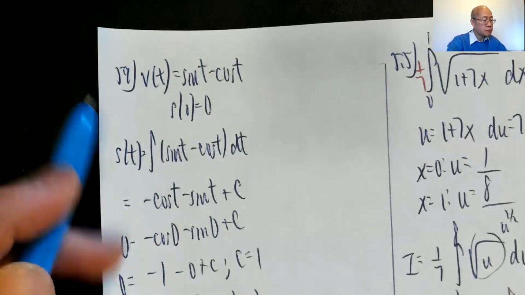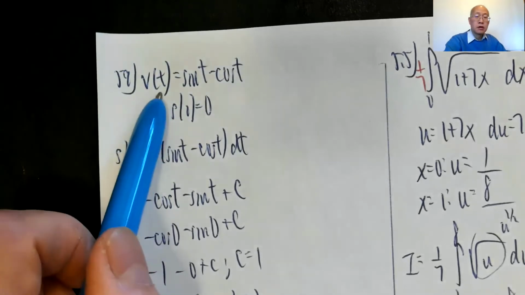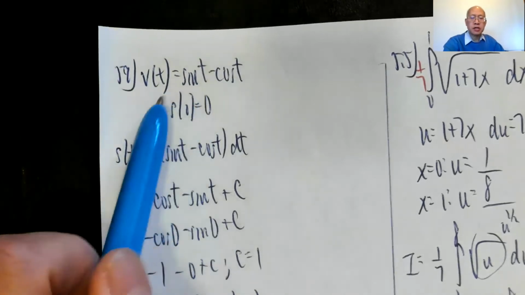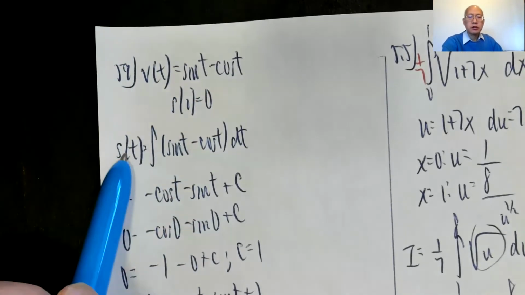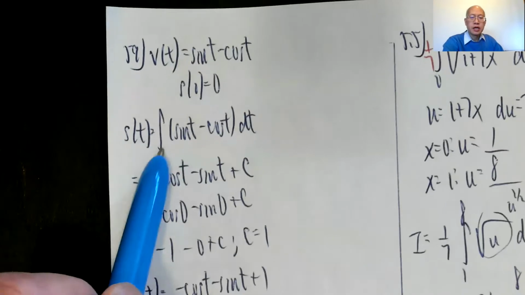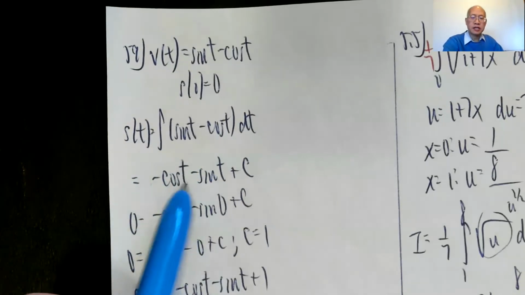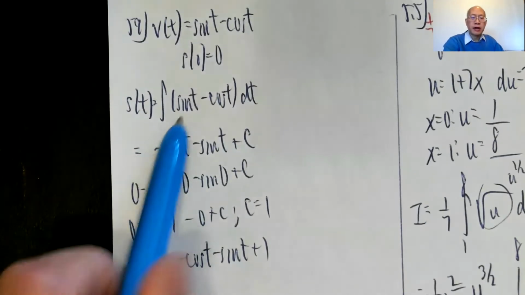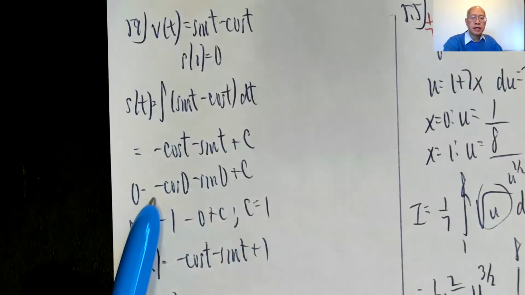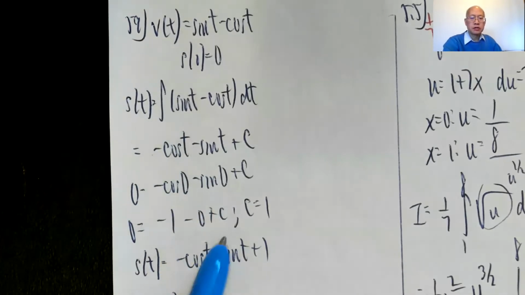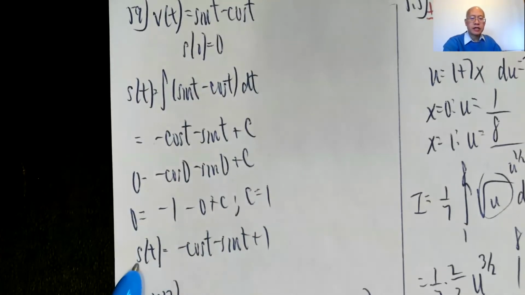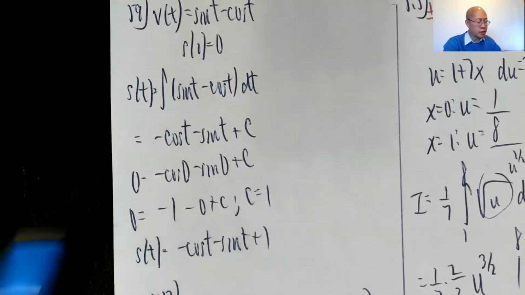59. V of t is sine t minus cosine t, f of 0 is 0. So the s function is the integral of this. Integral of sine is negative cosine. Integral of negative cosine is negative sine. Plug in 0, I get 0, 0, 0, 0. That's negative 1, that's 0. So c is 1. So s of t is negative cos t minus sine t plus 1.